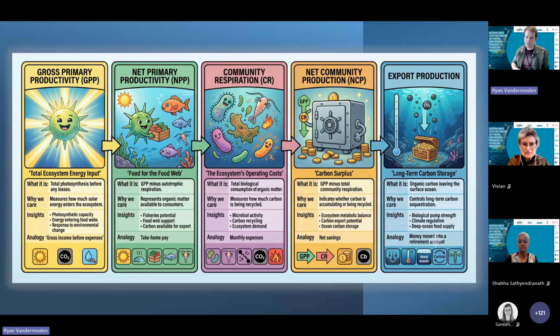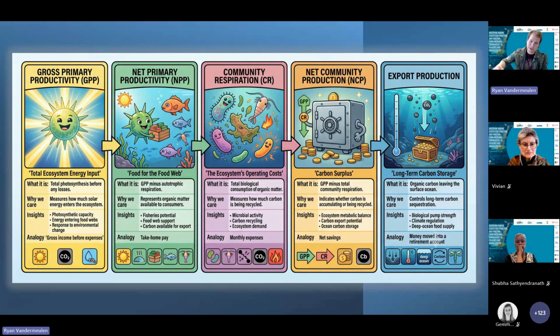And subtract the phytoplankton's own expenses from GPP, and you're left with net primary production. And this is the new biomass that phytoplankton can invest in growth and reproduction, the material that can really begin to support food webs. And then community respiration is the ecosystem's operating cost. Every organism, phytoplankton, bacteria, zooplankton, uses energy to stay alive, and respiration is just telling us how much of that newly fixed carbon is immediately being utilized or spent.